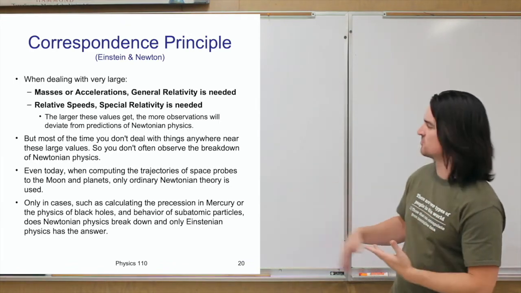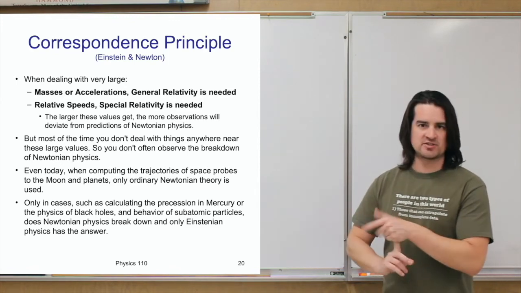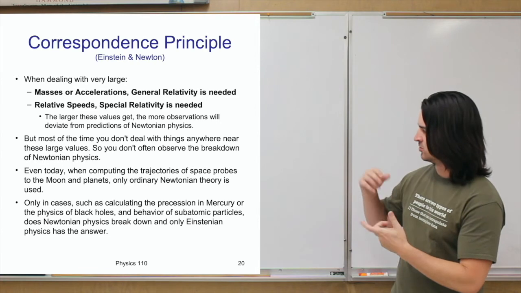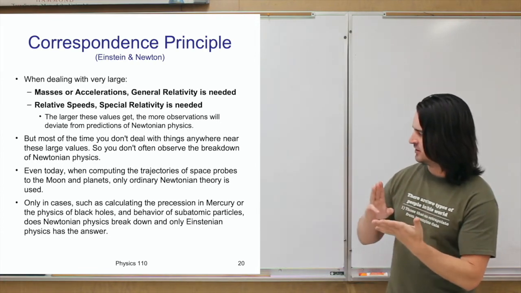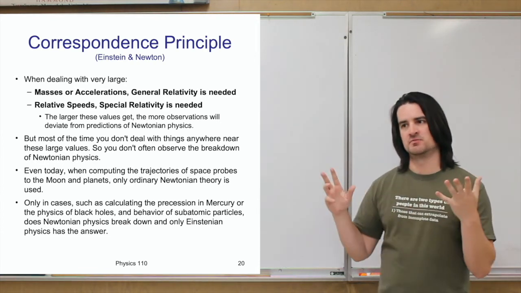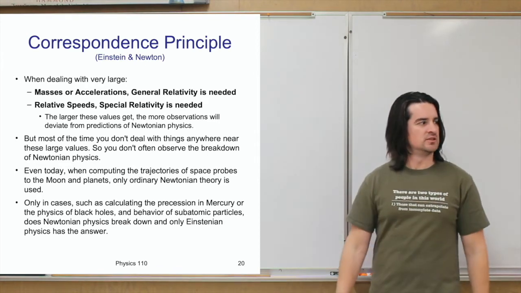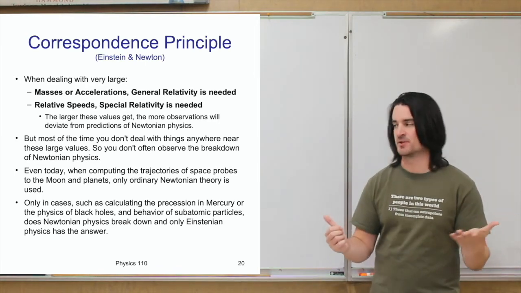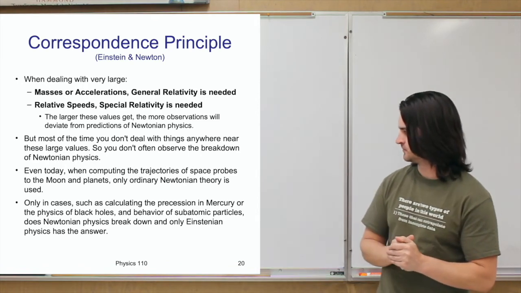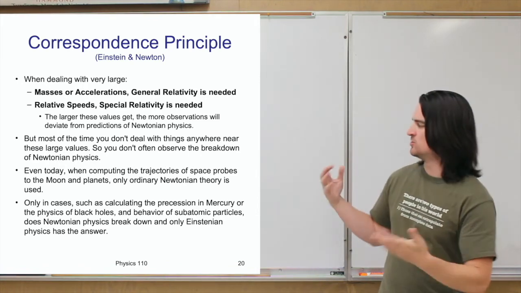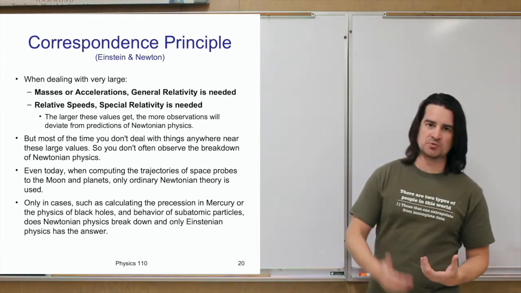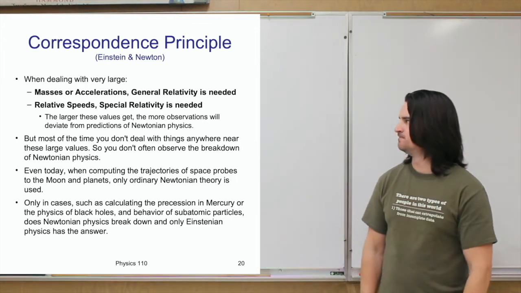It's only in cases where we're talking about the precession of Mercury, like I told you about, or the physics of black holes, or the behavior of subatomic particles, because subatomic particles are so light that they're often moving at very high speeds, so you have to account for special relativity. Only in those sorts of cases does Newtonian physics not work anymore, and we need Einstein's answers. We need general relativity, we need special relativity.